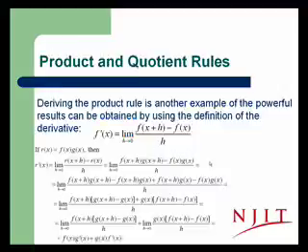On today's show, we'll discuss the product rule and the quotient rule. Deriving the product rule is another example of the powerful results that can be obtained using the definition of the derivative: f prime of x is equal to the limit as h goes to 0 of f of x plus h minus f of x over h.